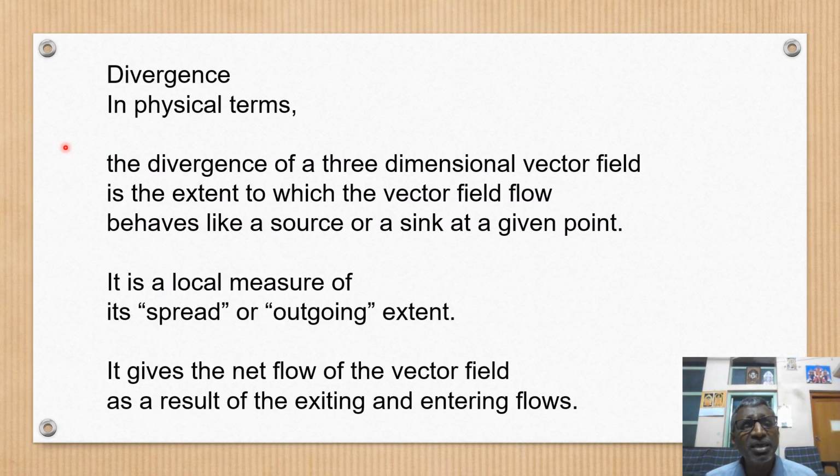In physical terms, the divergence of a three-dimensional vector field is the extent to which the vector field flow behaves like a source or a sink at a given point. It is a local measure of its spread or outgoing extent. It gives the net flow of the vector field as a result of the exiting and entering flows.